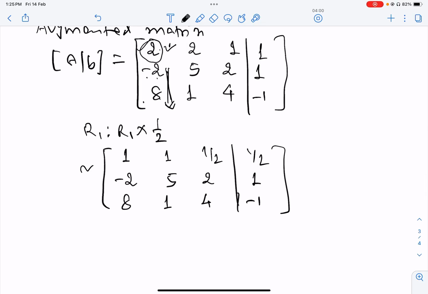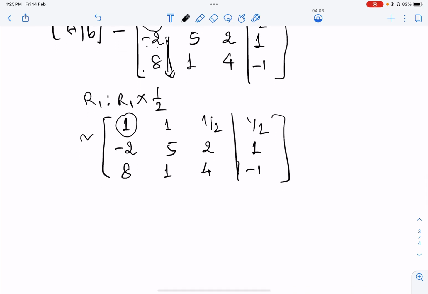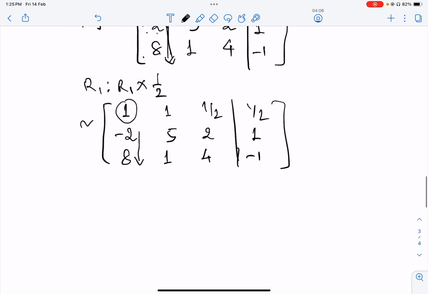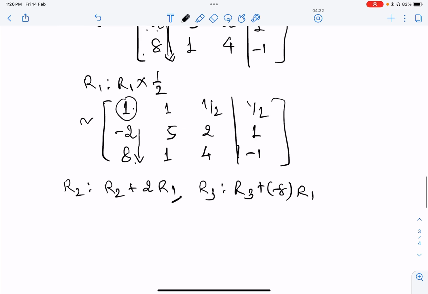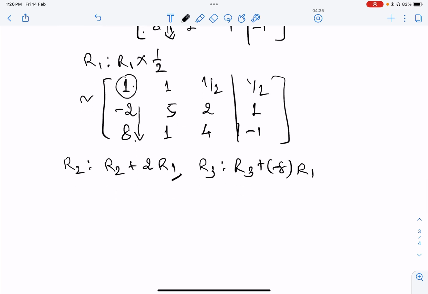Now by using this one, you can make these two entries to be 0. So R2 plus 2 times R1, and R3 plus minus 8 times R1. So if minus 8 multiply and add here, so that will be 0. So now here we have fractions, so we need to take care. So let us do that.